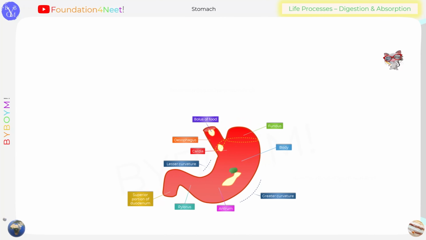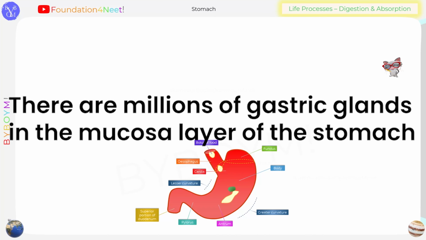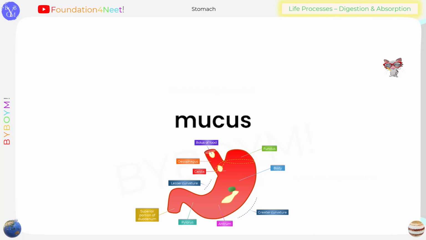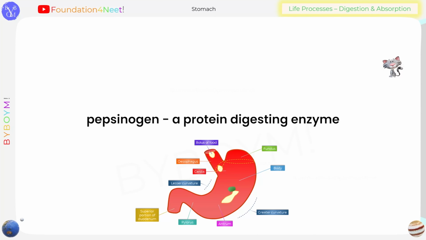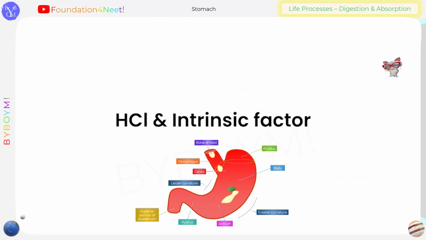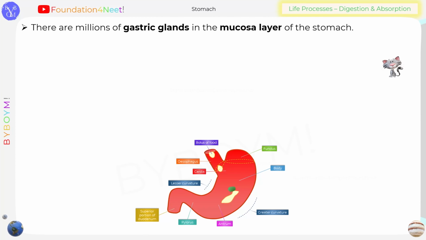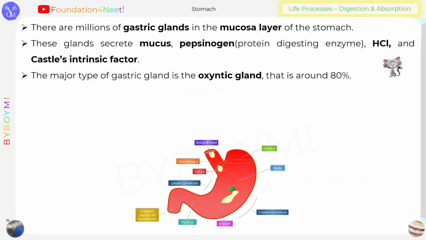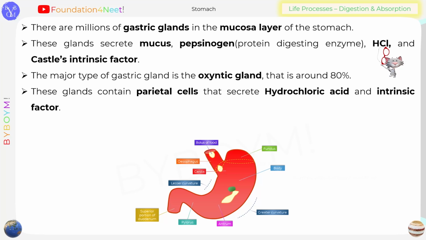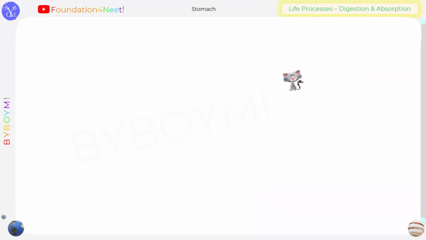Now moving ahead, there are millions of gastric glands in the mucosa layer of the stomach. These glands secrete mucus, pepsinogen, which is a protein digesting enzyme, HCl and Castle's intrinsic factor. The major type of gastric gland is the oxyntic gland, which makes up around 80%. These glands contain parietal cells that secrete hydrochloric acid and intrinsic factor. Intrinsic factor is required for the absorption of vitamin B12. Now this was all about your stomach.